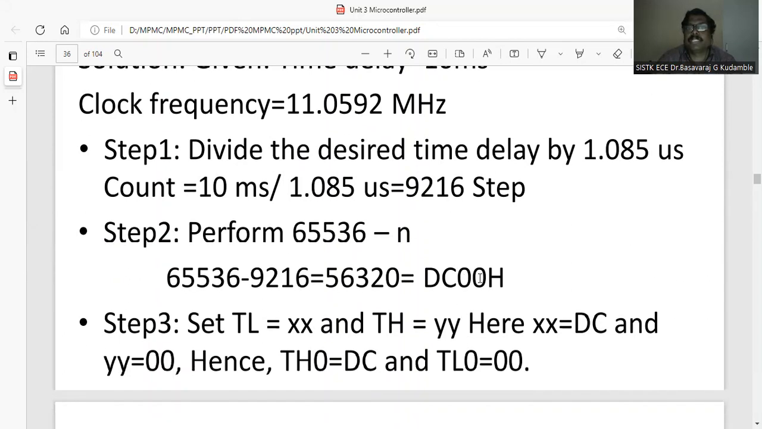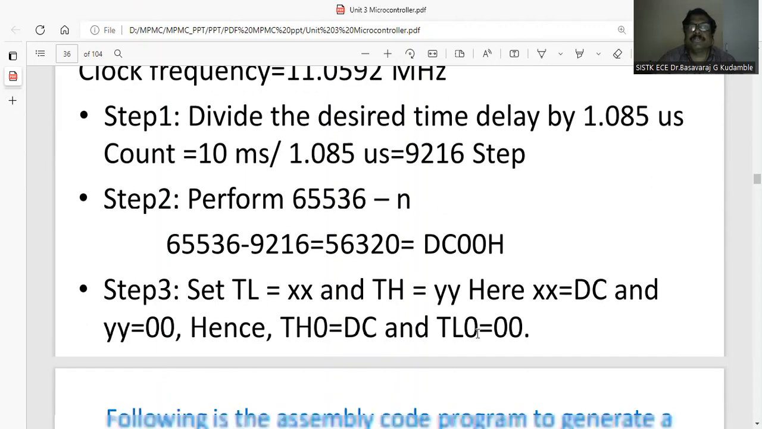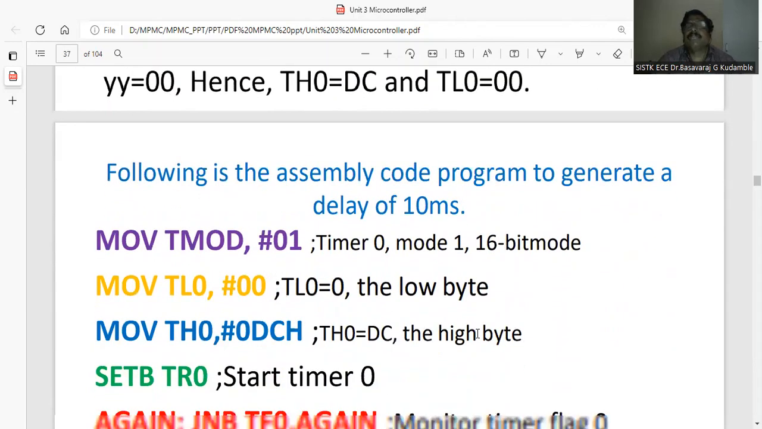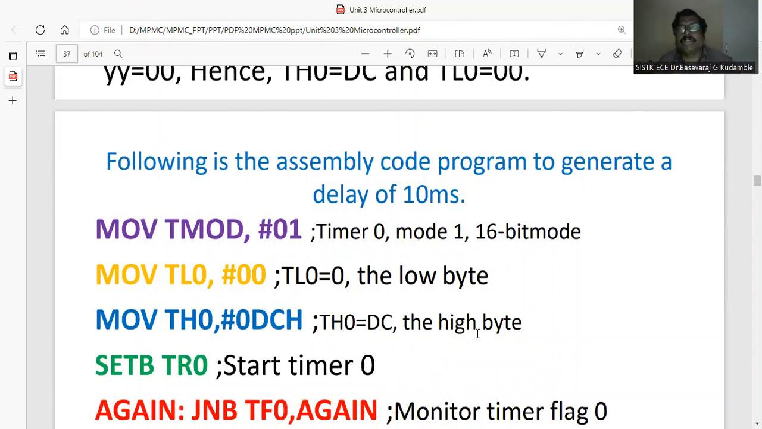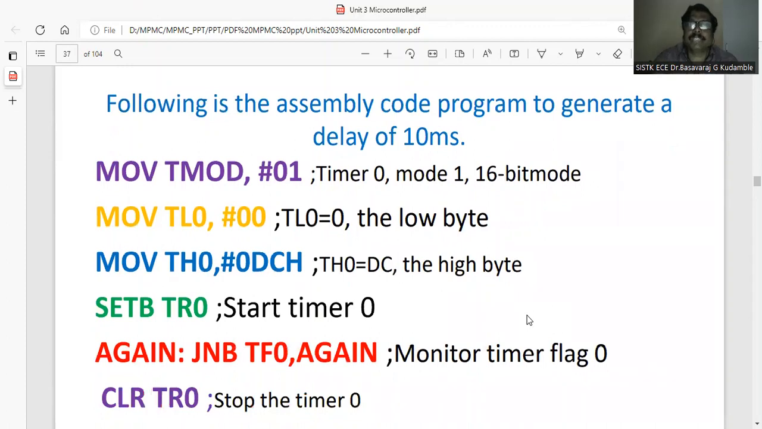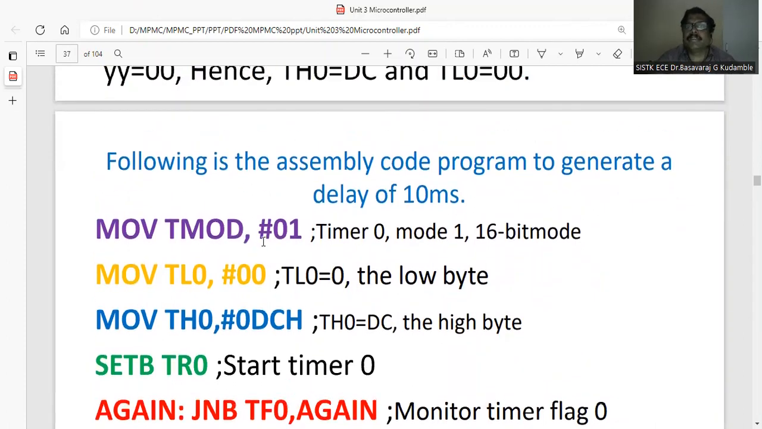The last two digits are the lower 8-bit value and the first two digits are the higher value. The higher value will be loaded in TH and the lower in TL. That is, TH will be DC and TL will be 00. We are using timer 0, so we have to use TH0 and TL0. Now we know what value to load to get a 10 millisecond delay. The remaining thing is the TMOD register, which is used to configure. We are going to use timer 0 in mode 1, 16-bit mode.